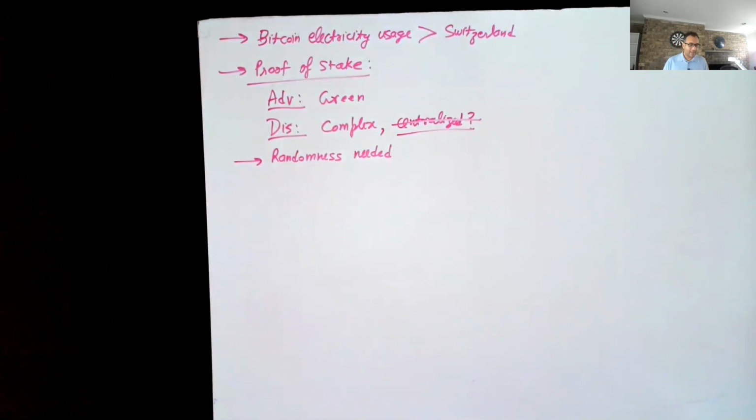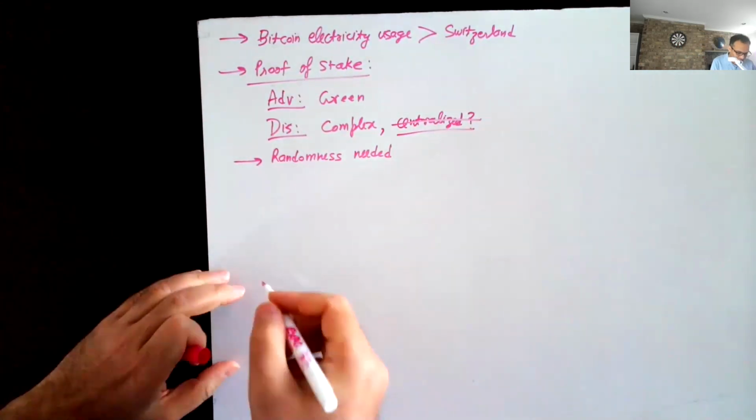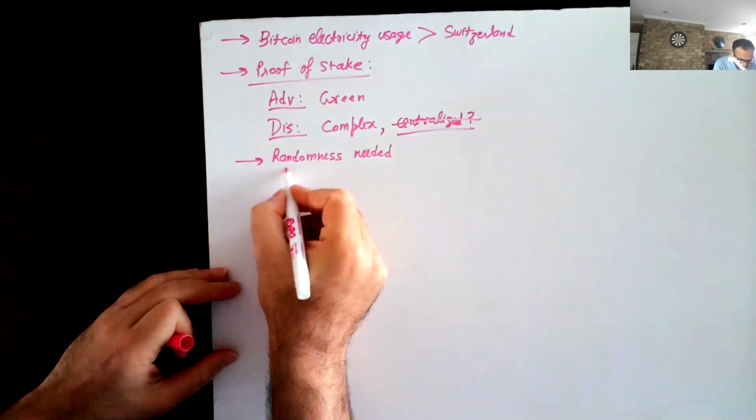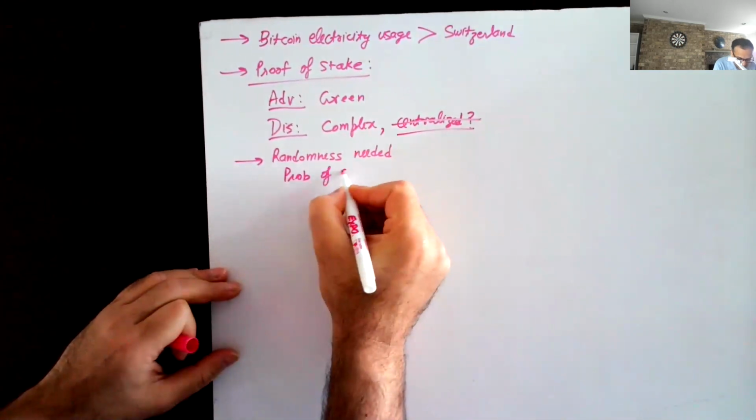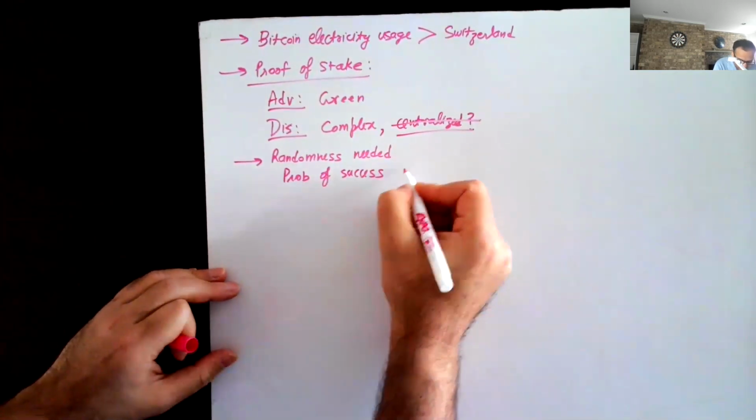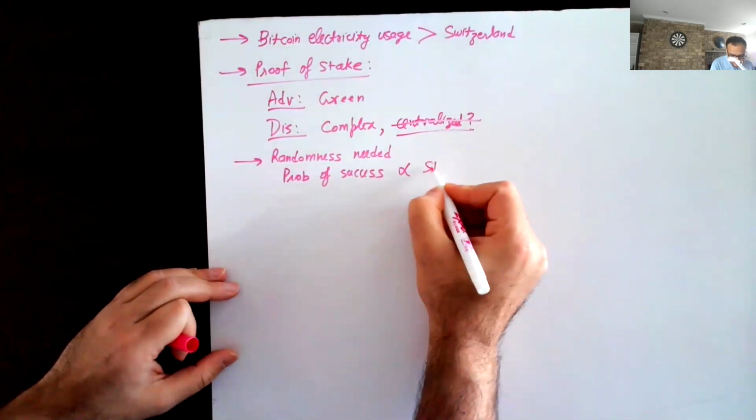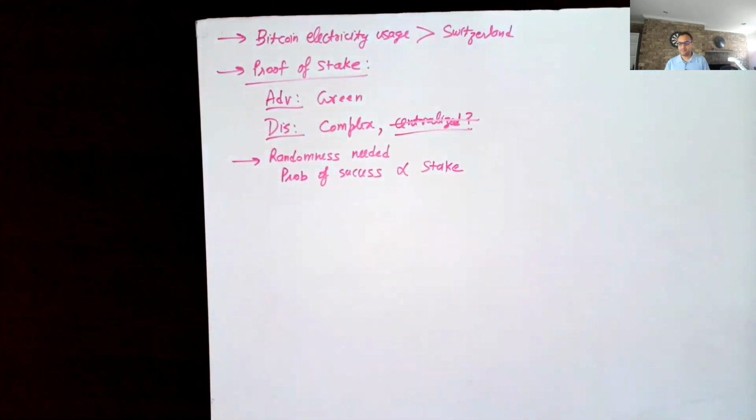In proof of work, this randomness came from the computational puzzle. You try random inputs. Sometimes I succeed, sometimes you succeed, and so on. And my success probability is proportional to my computing power, right? So here what we need is your probability of success should be proportional to your stake in the system. Stake is how many coins you have or what percentage of coins you own.